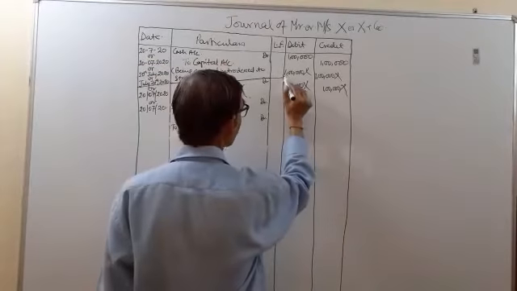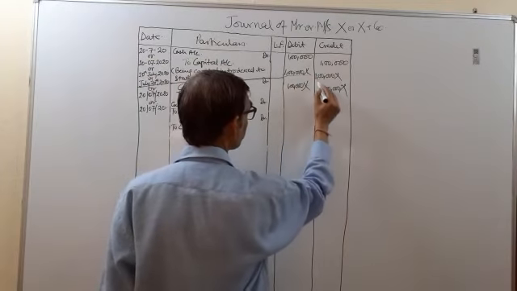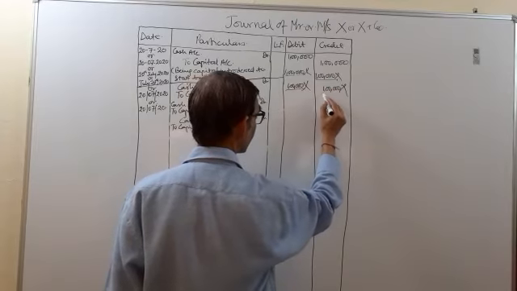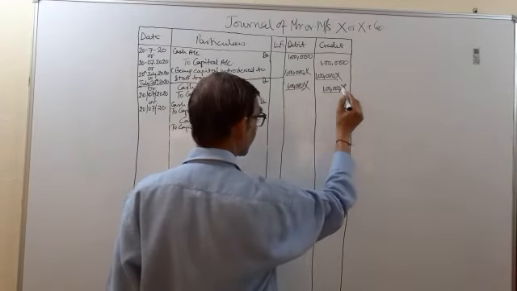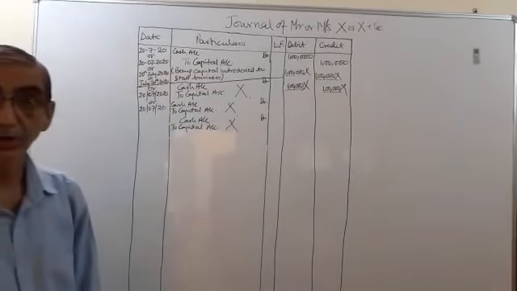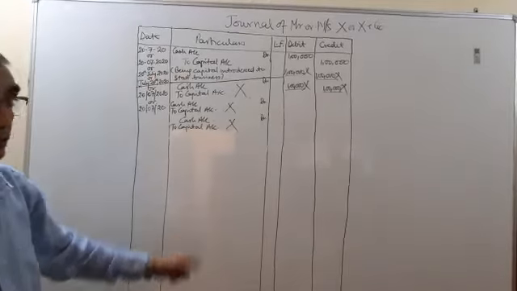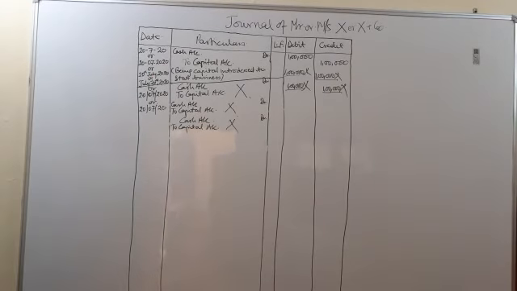If you are writing the amount in this way, it is wrong. If you are writing in this way, it is wrong. It's clear? So this is the way how a journal should be presented in the books.